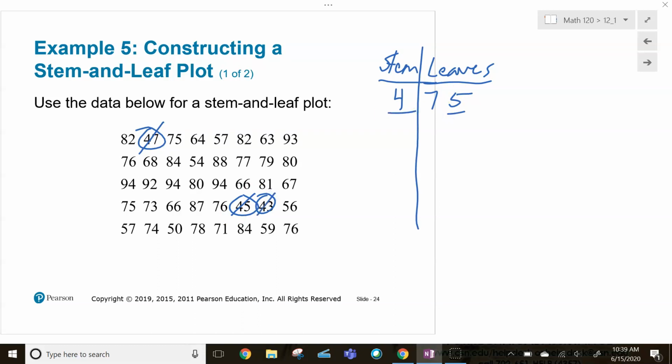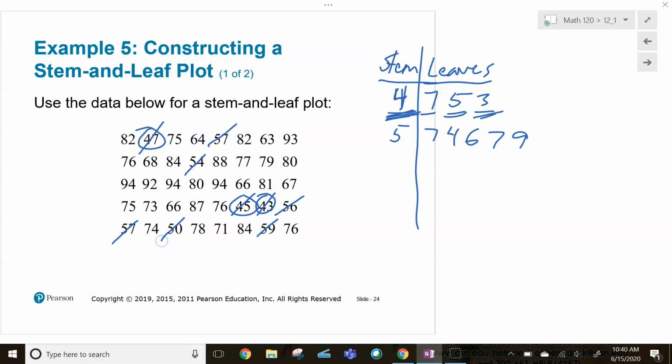Now I've got 43. So 43, right? That's representing 43. So 47, 45, 43, right? And then you go to your 50s. Then you go, all right, I got a 57, so 57. Looks like I got a 54. Looks like I got a 56. I got 57. I got 59.